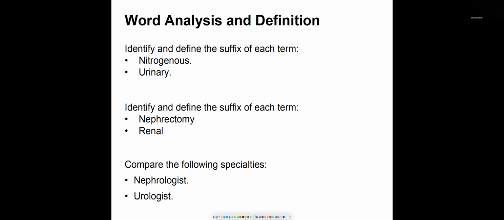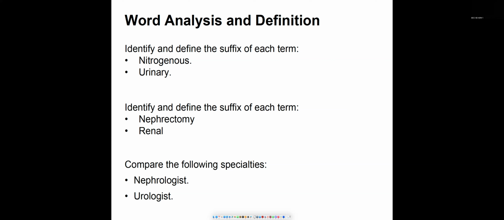Let's work on some word analysis and definitions. Identify and define the suffixes. So nitrogenous, suffix -ous, meaning pertaining to. The full definition: pertaining to nitrogen or nitrogen compounds. You have urinary, okay? Urinary, the suffix -ary is pertaining to. Full definition: pertaining to the urine or the urinary system.